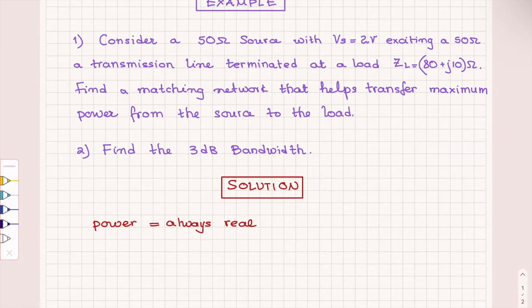I'd say 80 ohms. Yes. Thank you. Why is that? Because 80 ohms in the load is a resistor, and J10 in a load like this is what? It's an inductor. Whatever you see in the imaginary component of the load is an inductor. If it's positive, it's a capacitor. If it's negative, if the load is a Z impedance.